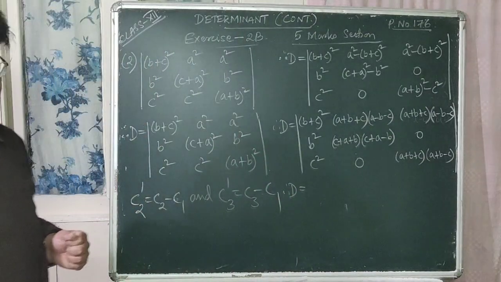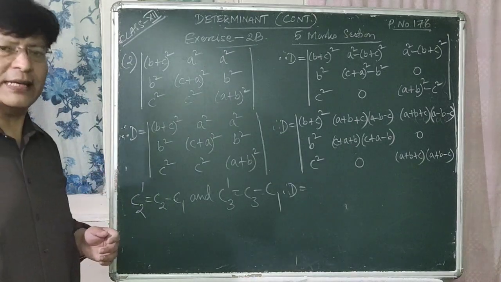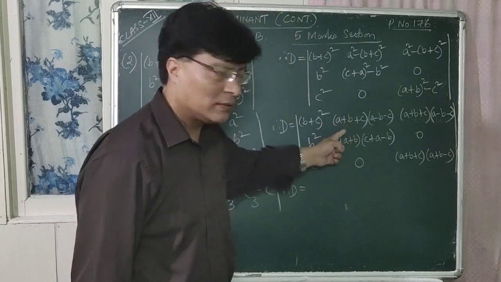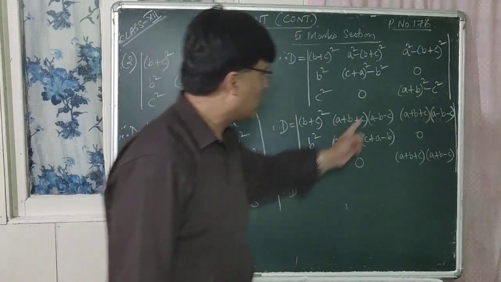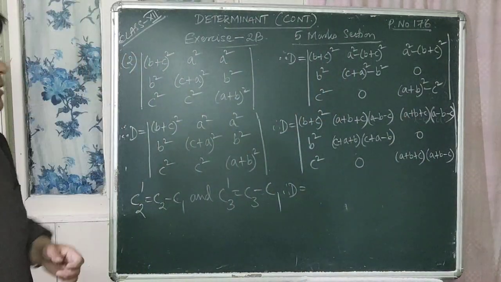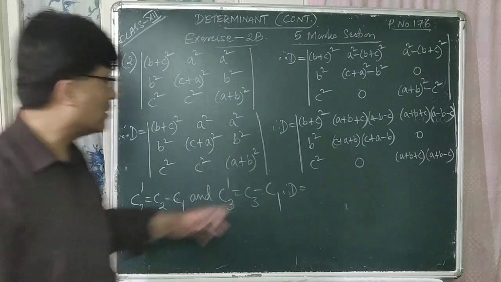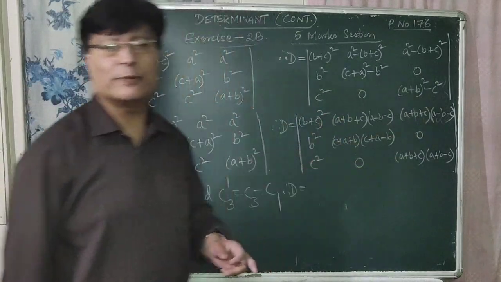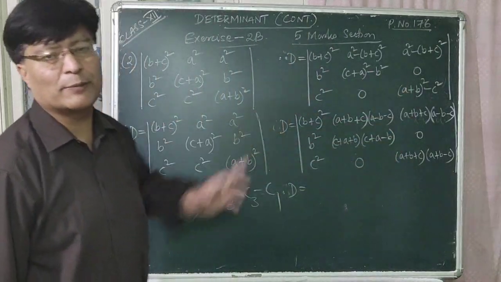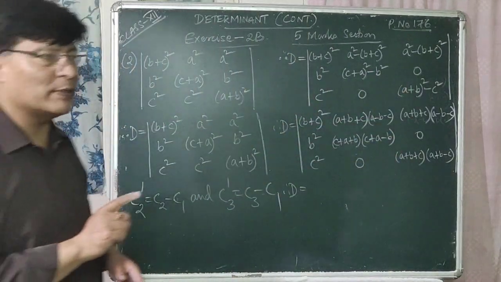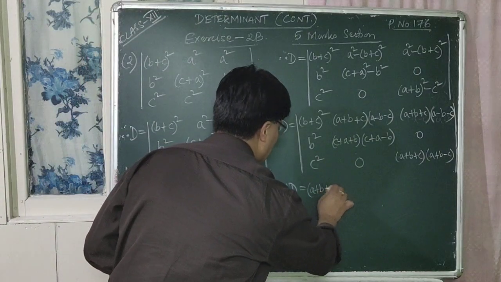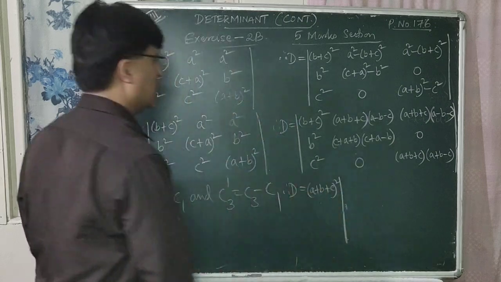D is equal to. Now what will you do in the next step? Now from the second column, what is common? A plus B plus C. From the third column, what is common? Again, it is A plus B plus C, right? So you can take it outside. From the second column, A plus B plus C is taken common. From the third column, A plus B plus C is taken common. That is A plus B plus C into A plus B plus C, that is A plus B plus C whole square.